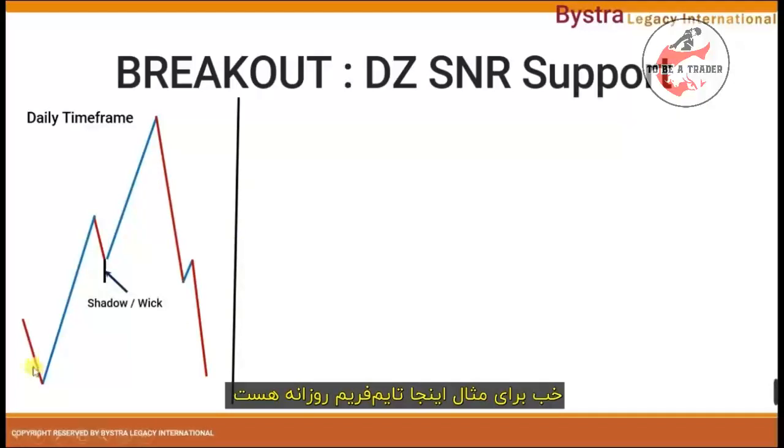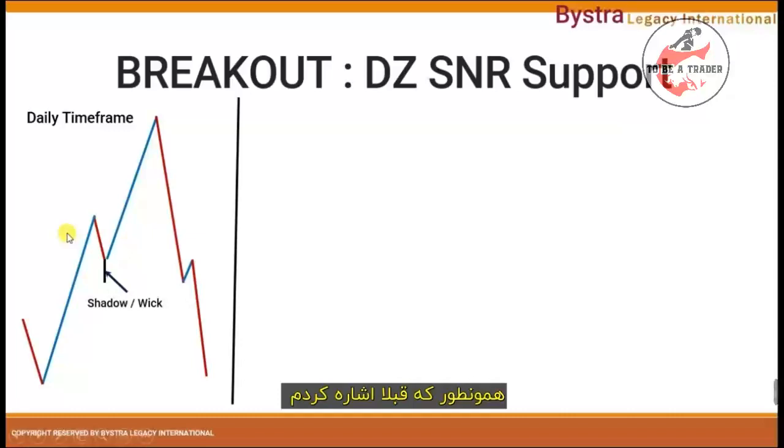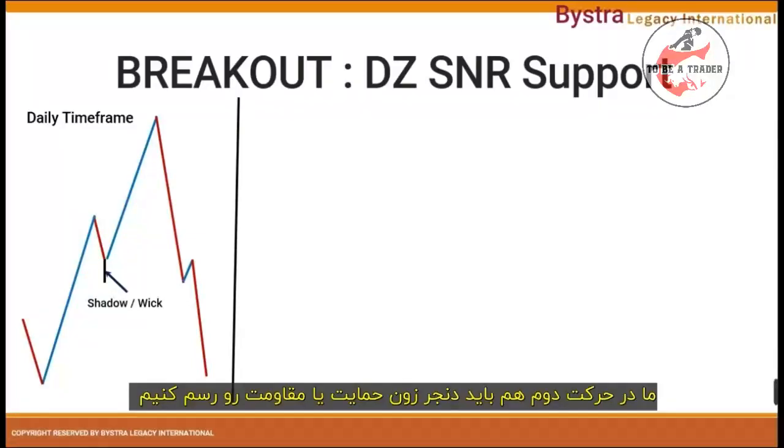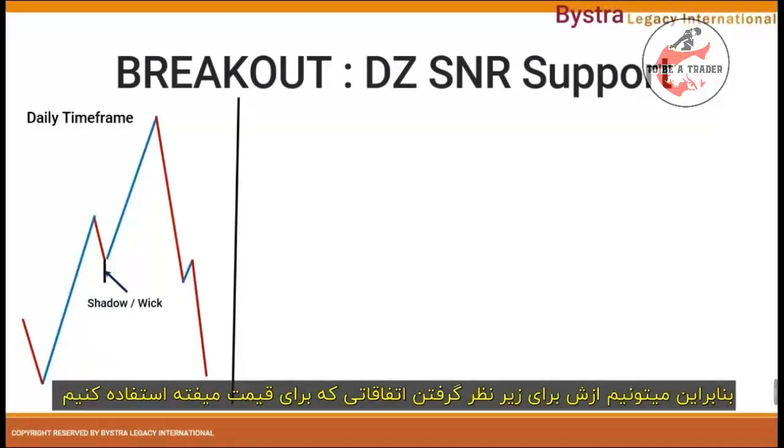So for example, this is a daily time frame. We have the support, we have the resistance here, and this is the second movement. Often price breaks out of the resistance or the support when there is a second movement. As I mentioned earlier, the second movement we should also mark as our danger zone, support or resistance. The reason is that danger zone, support, resistance marking is a monitoring zone, so we can use it to monitor what is going on with the price.